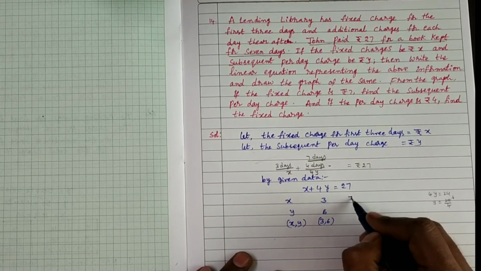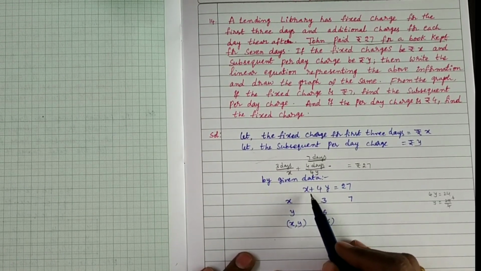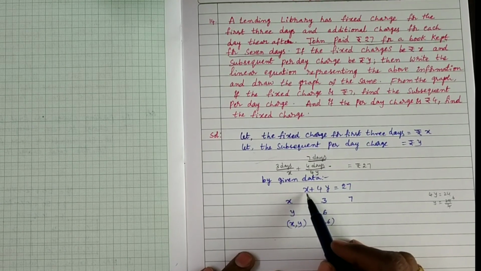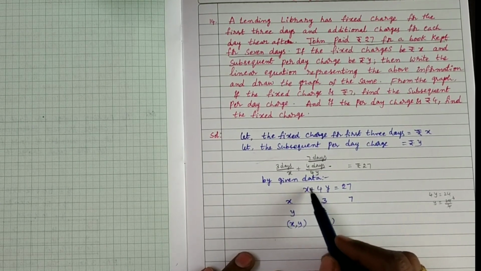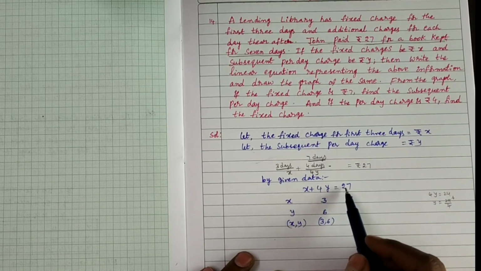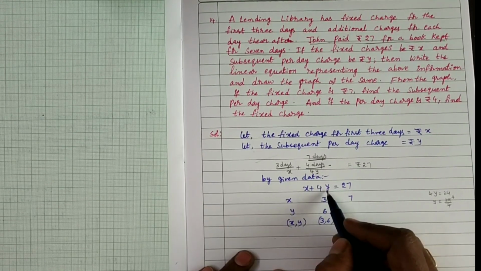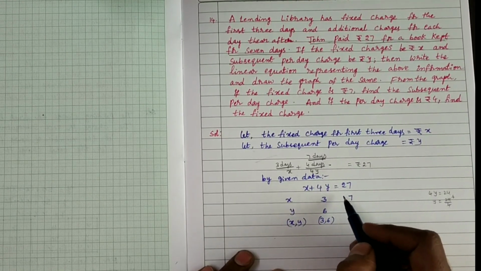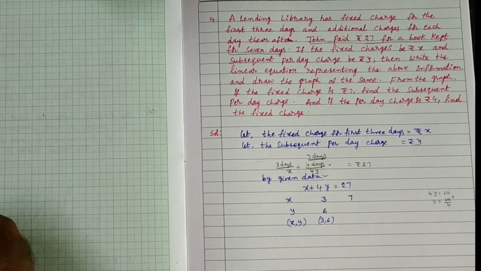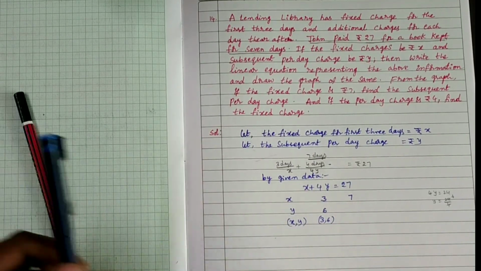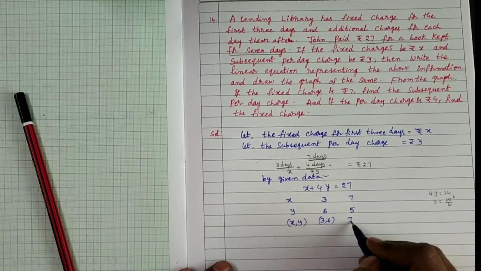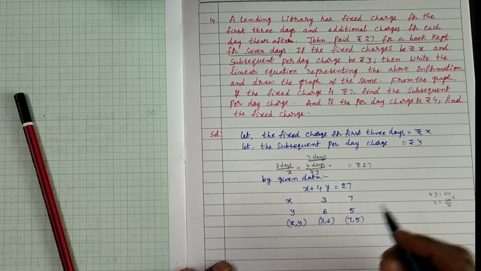Suppose we take 7. Substitute 7 in the X place. 7 plus 4y is equal to 27. 4y is equal to 27 minus 7, that is 20. y is equal to 20 by 4, that is equal to 5. So the next point is 7 comma 5.